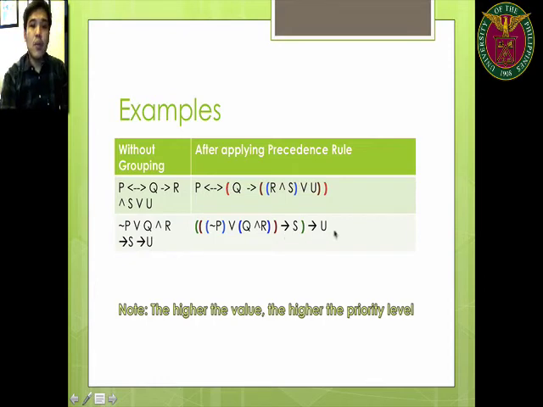So that's how you apply the precedence rule. This might not look important to you right now, but later on when we discuss semantics, it will be very, very important. So please take note of these precedence rules.